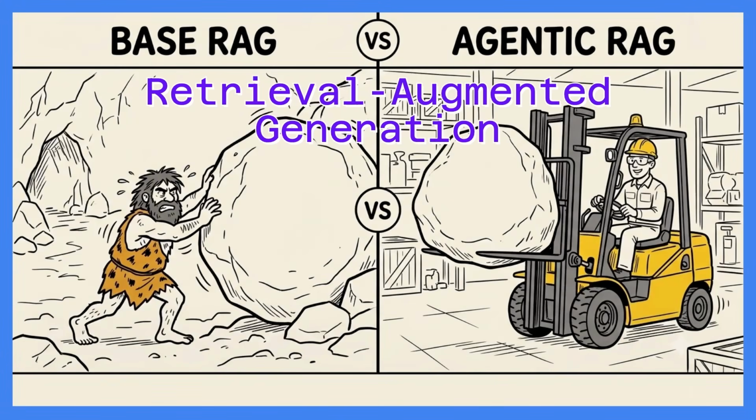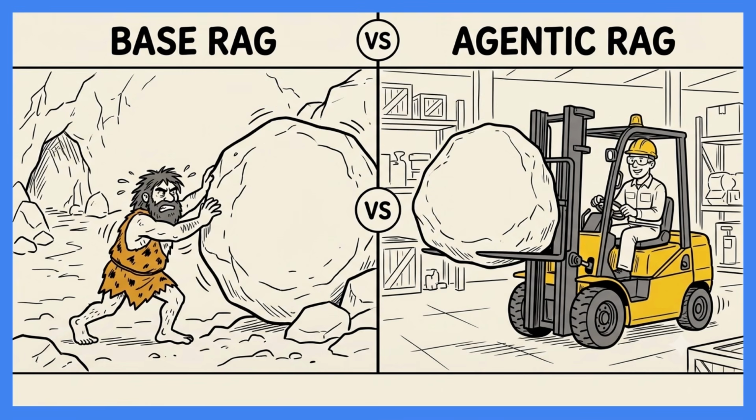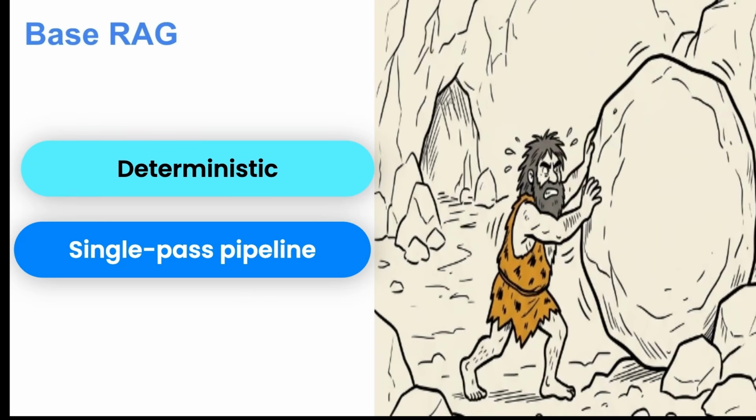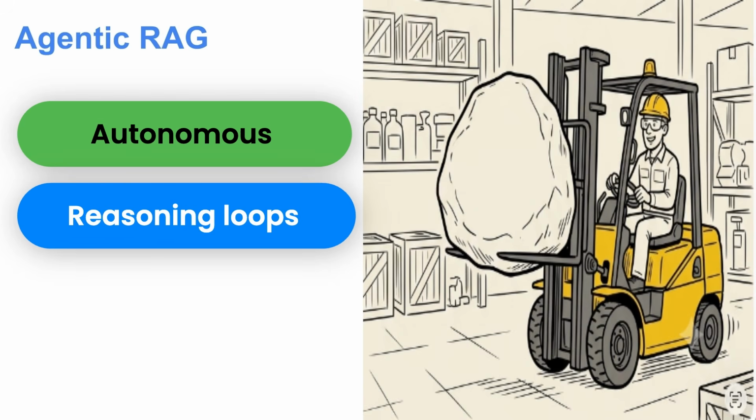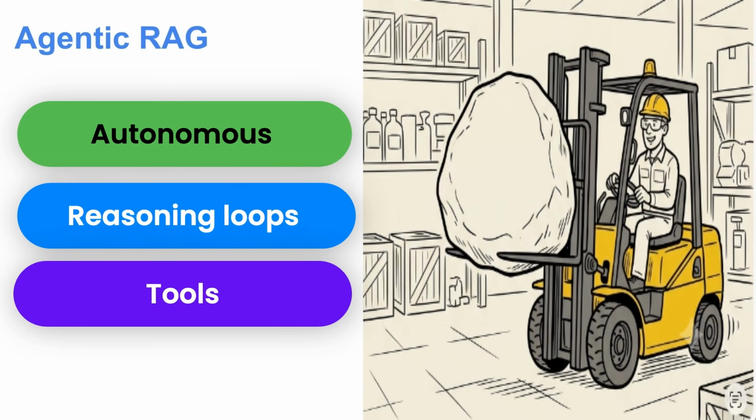Base RAG (retrieval-augmented generation) and agentic RAG represent two distinct paradigms for augmenting large language models (LLMs) with external data. Base RAG operates as a deterministic, single-pass pipeline, while agentic RAG introduces autonomous reasoning loops where the LLM acts as an agent that plans, uses tools, evaluates retrieved data, and iterates until it fulfills the user's intent.